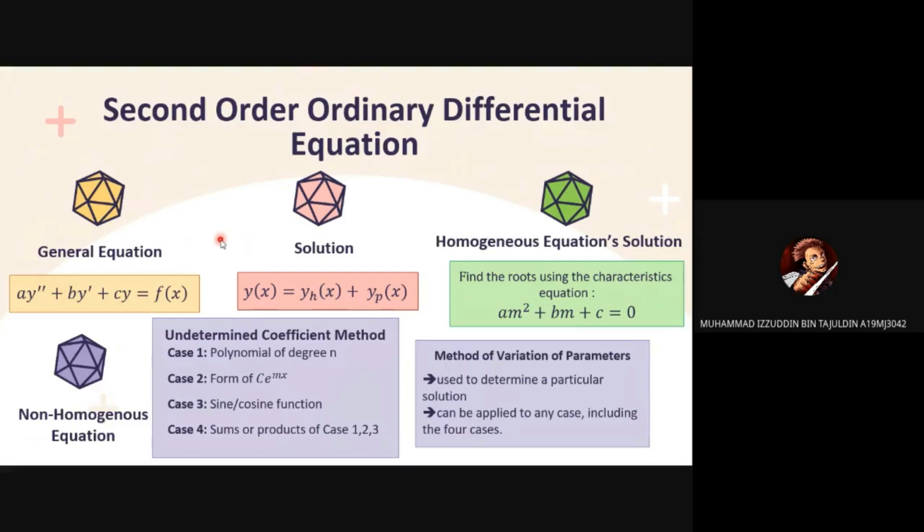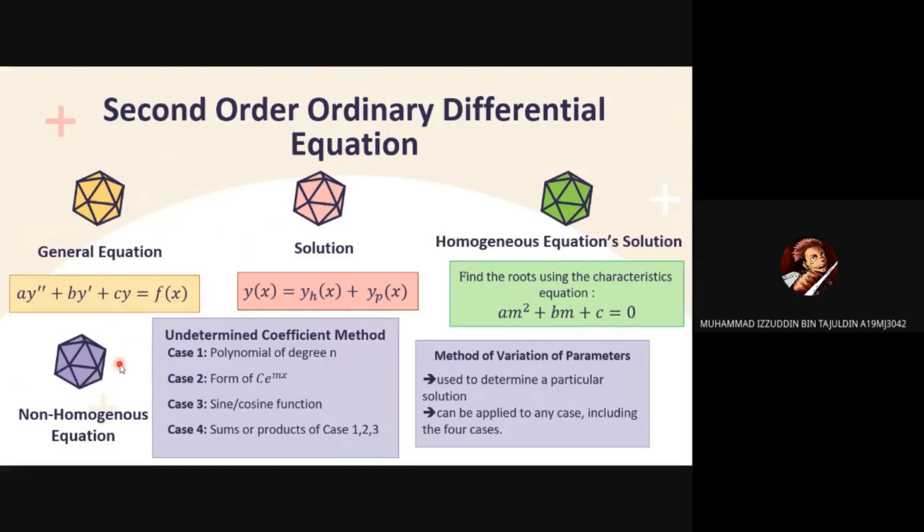Second order ordinary differential equation. For the general equation, we have a y double prime plus b y prime plus c y equal to f(x). So the solution will be y(x) equal to yh(x) plus yp(x). For the homogeneous equation solution, we must find the roots using the characteristic equation, which is a m squared plus b m plus c equal to 0.